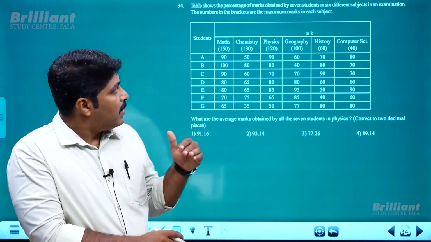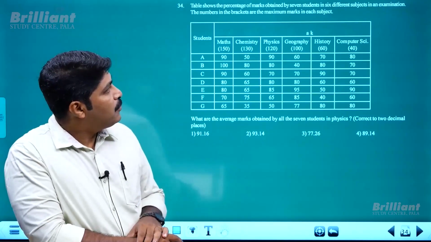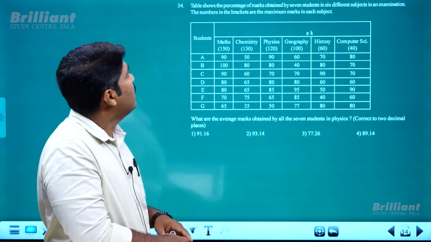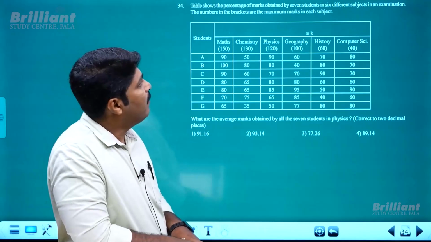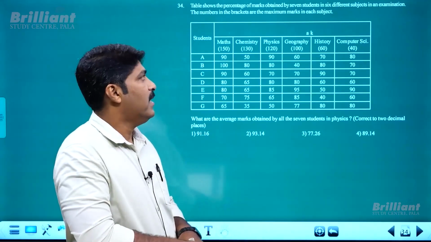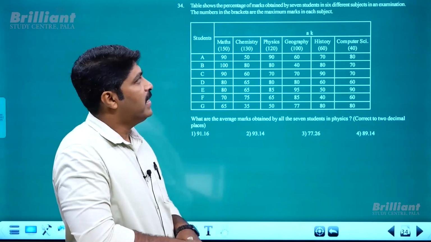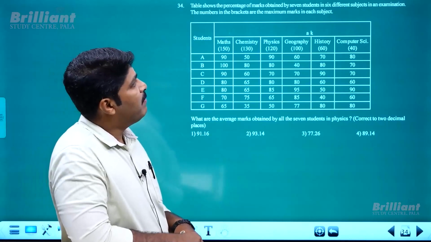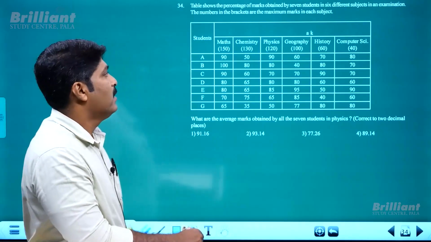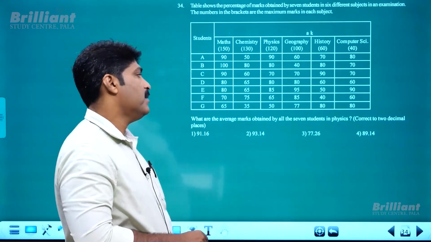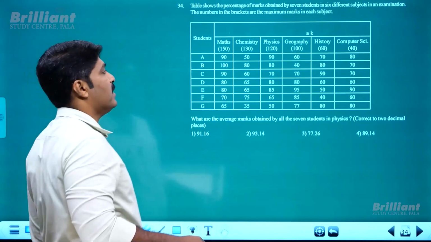So here, first you have to read and understand the concept. The table shows the percentage of marks obtained by 7 students in 6 subjects in an examination. The numbers in the brackets are the maximum marks in each subject. Here we need to find out the average marks obtained by all the 7 students in physics.